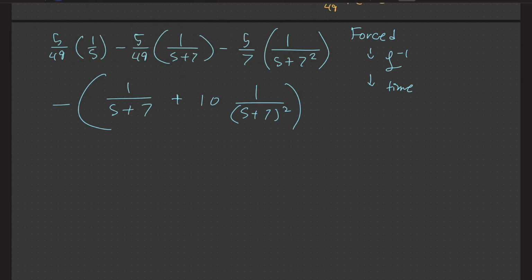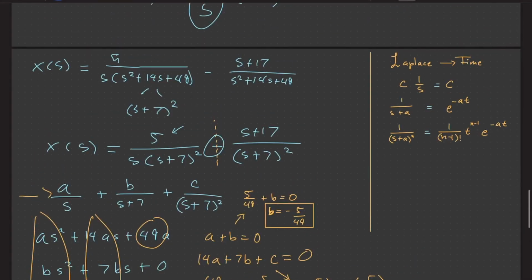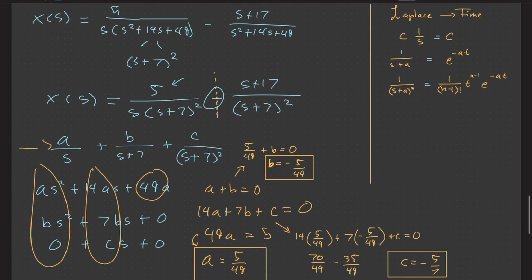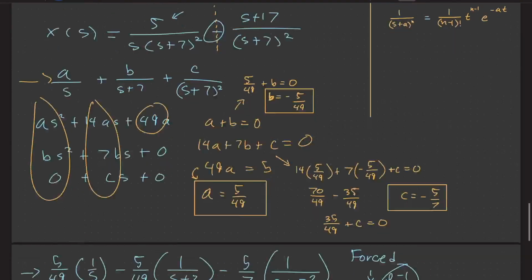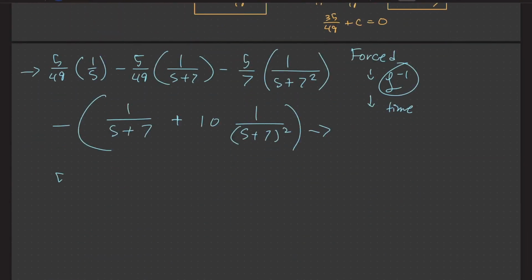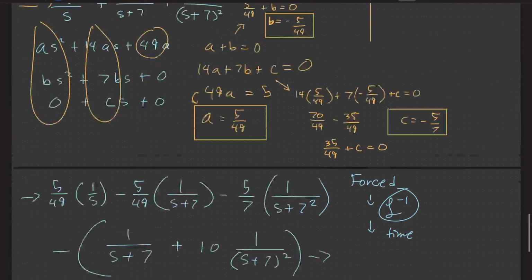So I'm going to work my way from left all the way to the right until we finish this equation, and we're essentially going to do the inverse Laplace transform to this entire thing. First up, 1 over s. 1 over s in the Laplace domain into the time domain actually just disappears, right? If you have a constant times 1 over s, then it just becomes a constant. So first step, 5 over 49. Okay. Negative 5 over 49, 1 over s plus 7.